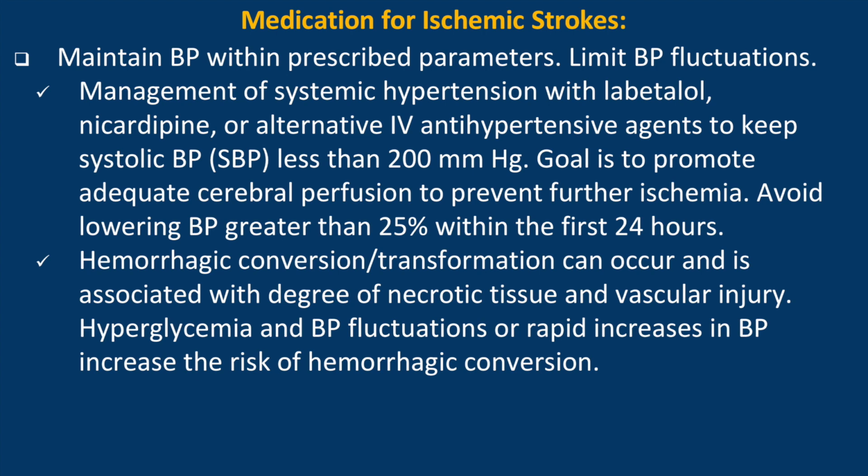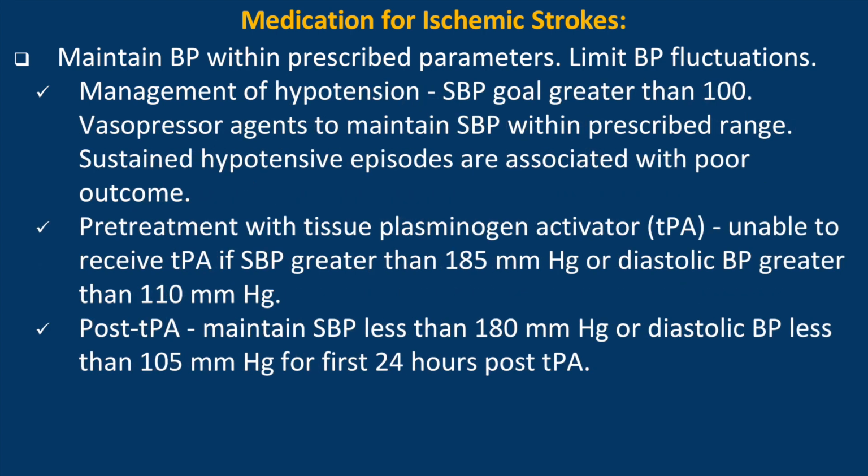Hemorrhagic conversion or transformation can occur and is associated with a degree of necrotic tissue and vascular injury. Hyperglycemia and BP fluctuations or rapid increases in BP increase the risk of hemorrhagic conversion. Management of hypotension: the systolic BP goal is greater than 100. Vasopressor agents are used to maintain systolic BP within the prescribed range. Sustained hypotensive episodes are associated with a poor outcome.